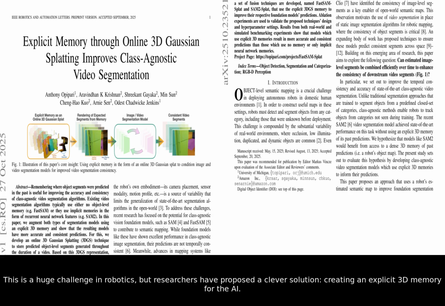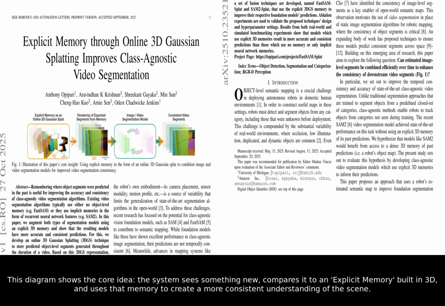This is a huge challenge in robotics, but researchers have proposed a clever solution, creating an explicit 3D memory for the AI. This diagram shows the core idea. The system sees something new, compares it to an explicit memory built in 3D, and uses that memory to create a more consistent understanding of the scene.